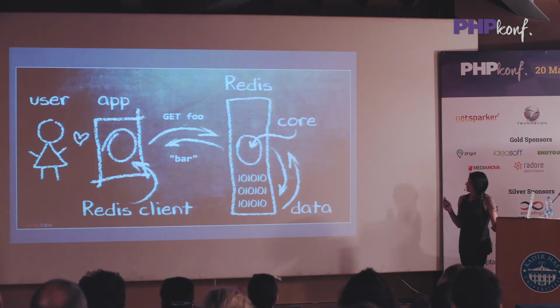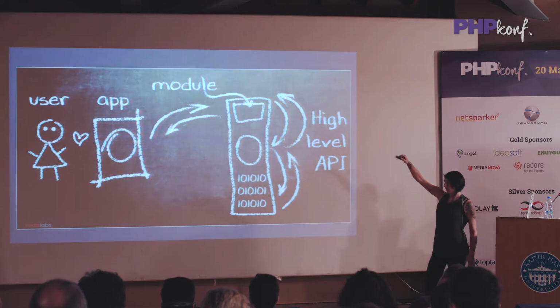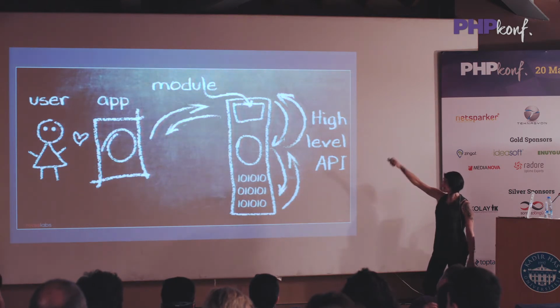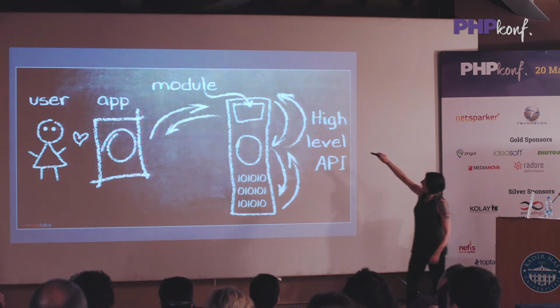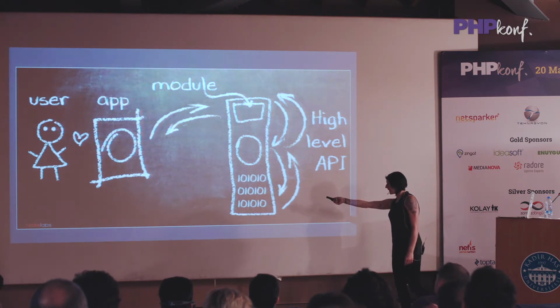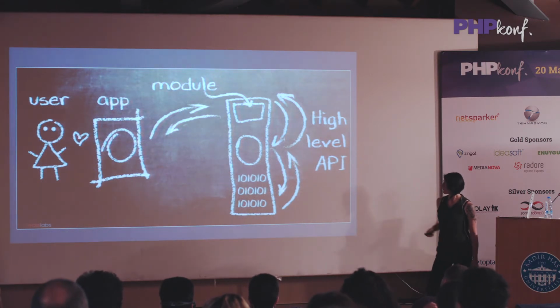So now with modules, this happens. The user connects to the app, the client connects to the module. Now the module connects to the core. This is for the high-level API. The module connects to the core, which connects to the data. And then all the way back, the data is sent to the user.